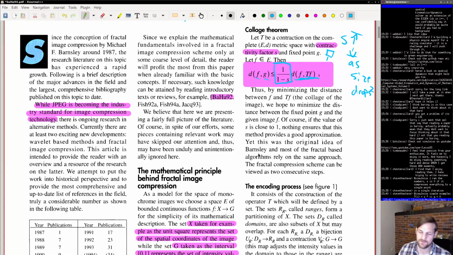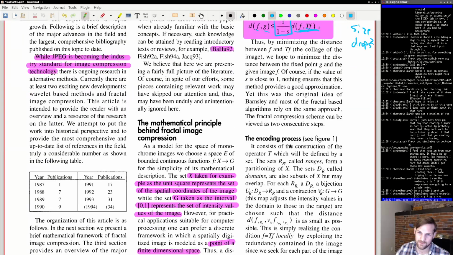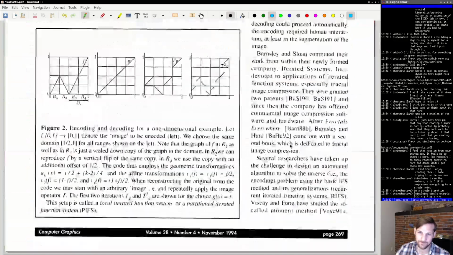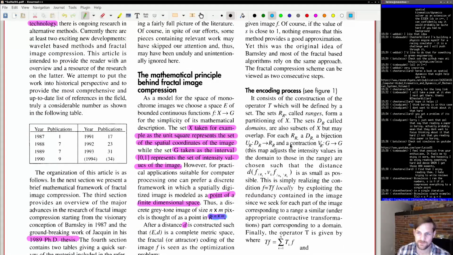Of course, if the value of s is close to 1, nothing ensures that this method provides a good approximation. Yet, this was the original idea of Barnsley, and most of the fractal-based algorithms rely on the same approach. The fractal compression scheme can be viewed as 2 consecutive steps. Okay, that's fine. I agree with that. It consists of the construction of the operator T.